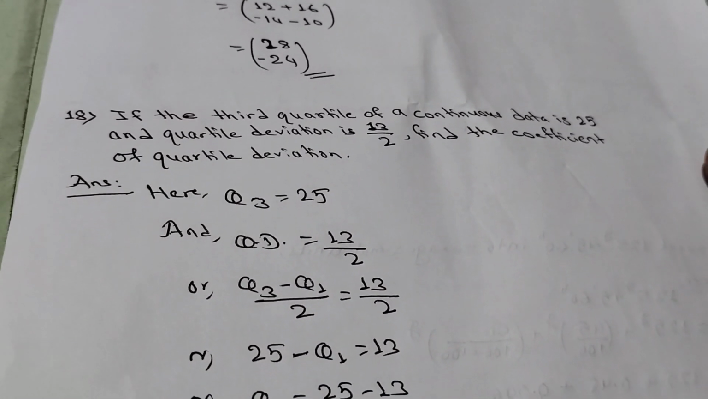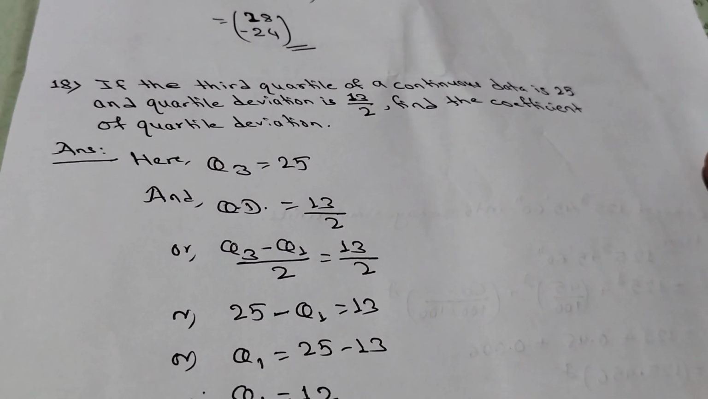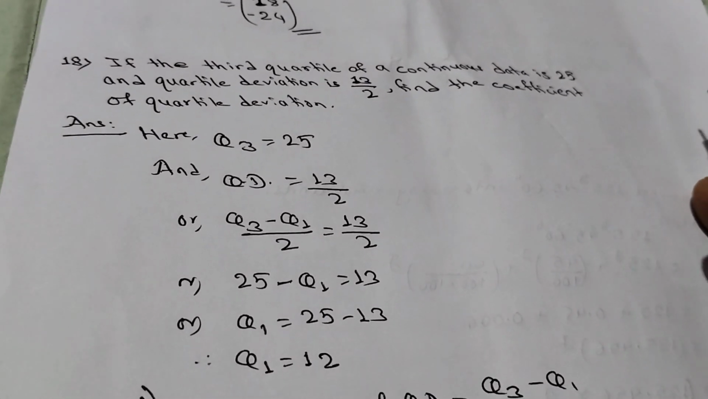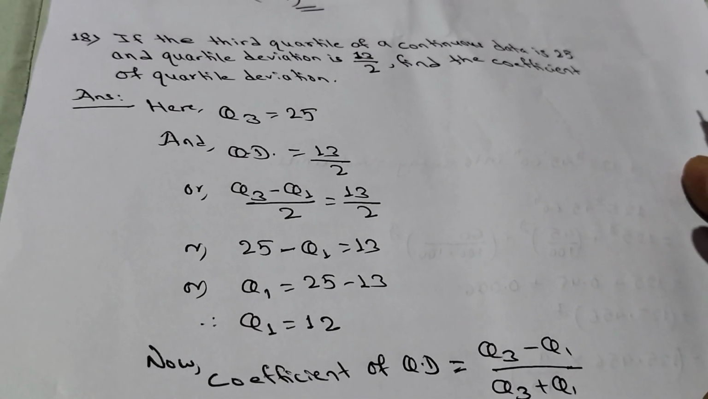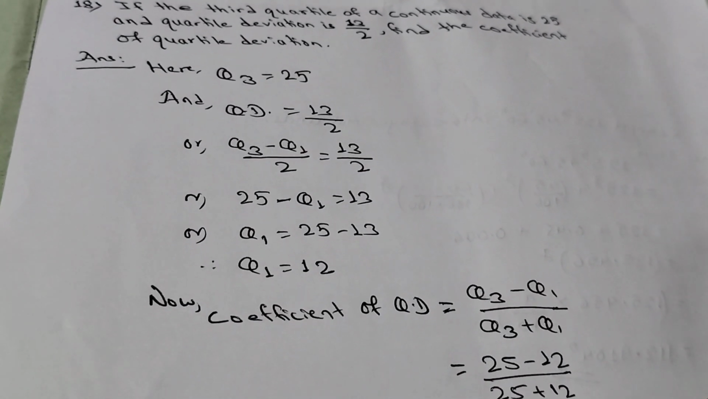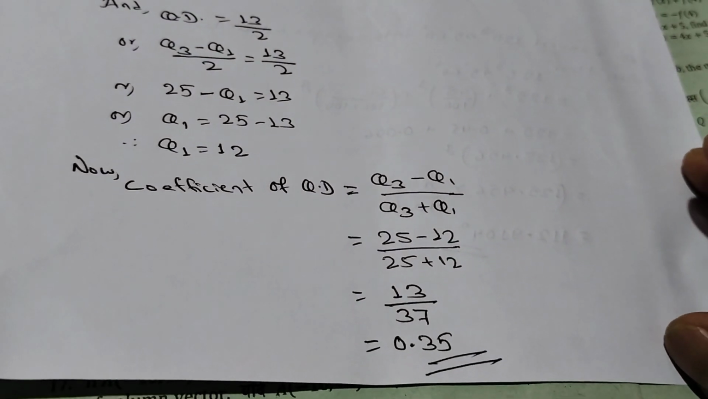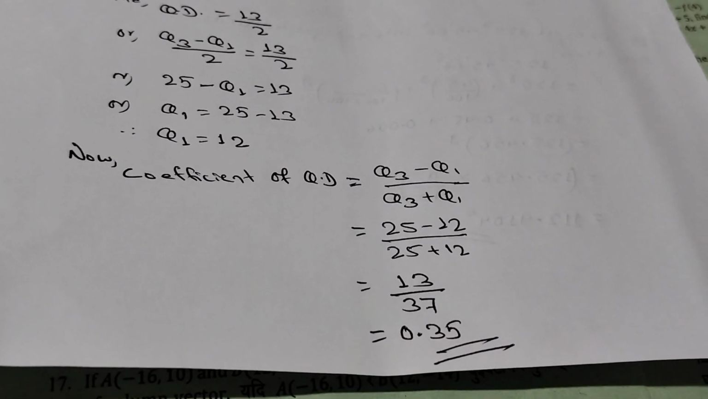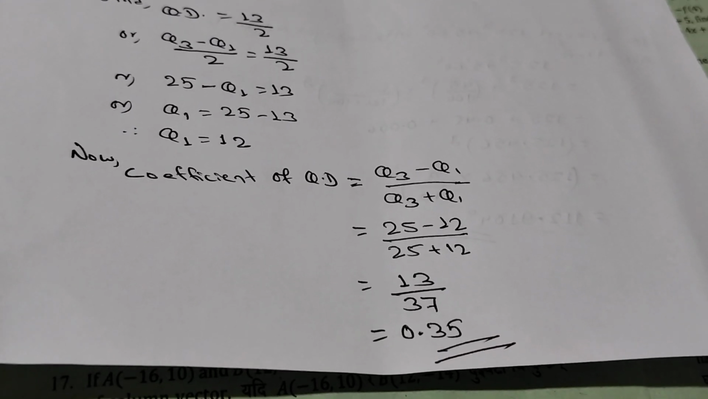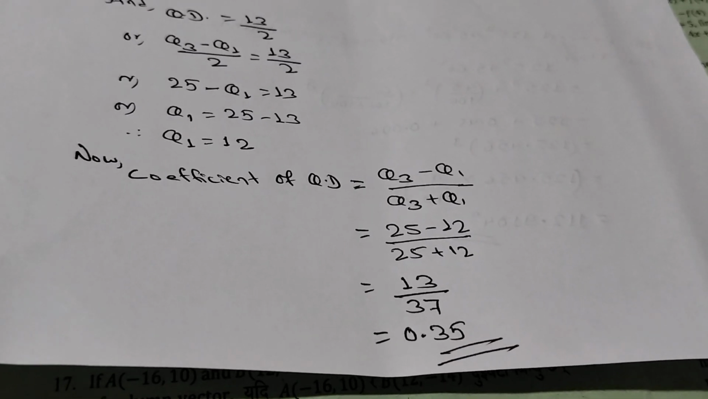Then the last question of group B is, if the third quartile of a continuous data is 25 and quartile deviation is 13 by 2, find the coefficient of quartile deviation. So using the formula of quartile deviation, (Q3 minus Q1) by 2, and replacing the value of Q3 as 25, we get Q1 equals 12. Then coefficient of quartile deviation is (Q3 minus Q1) by (Q3 plus Q1). Replacing the values, we get the coefficient of quartile deviation as 0.35. So in this way, group A and group B questions are solved.